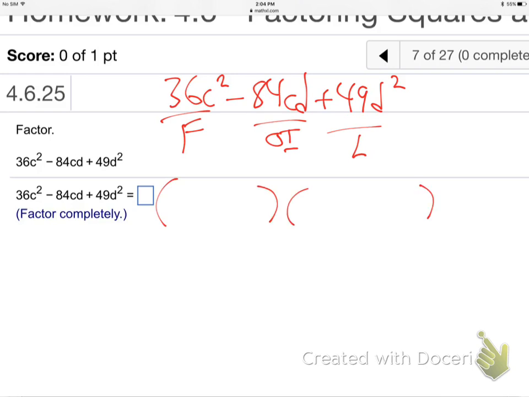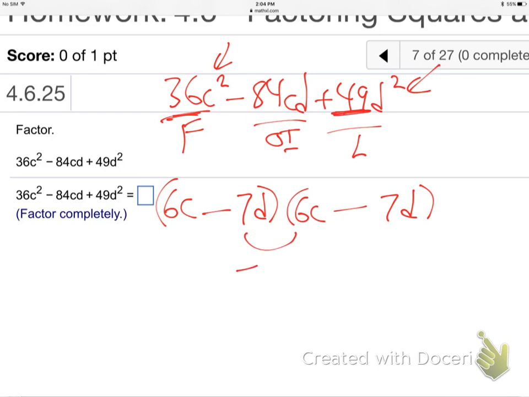Two parentheses. C squared is on the left, so that means there'll be a C on the left of each parenthesis. D squared on the right, that means there'll be D's on the right of each parenthesis. What multiplies to be 36? 6 and 6. What multiplies to be 49? 7 and 7. Just put 2 minuses and you're done. You can check it if you want. It's right. You know they're going to be twins.